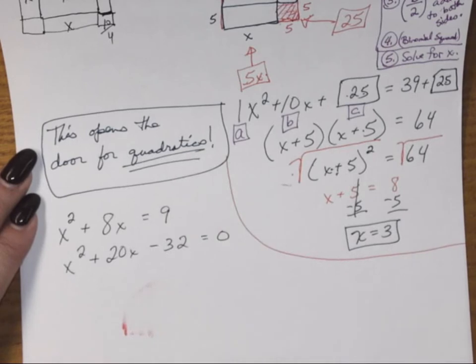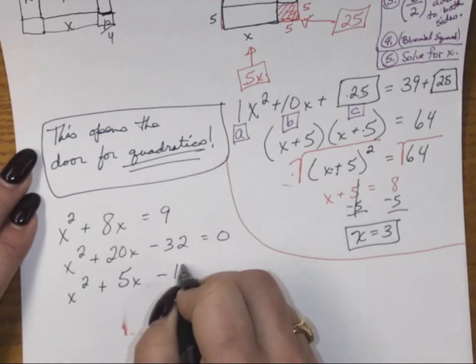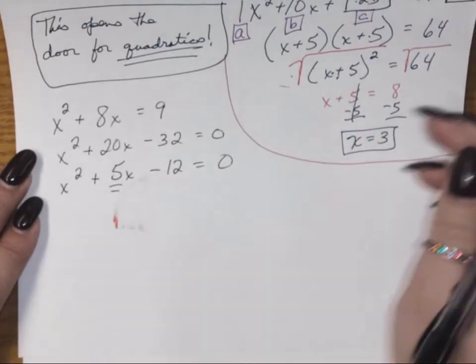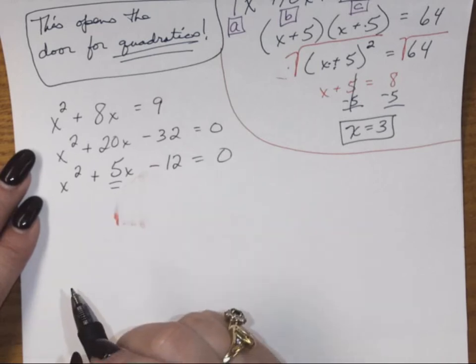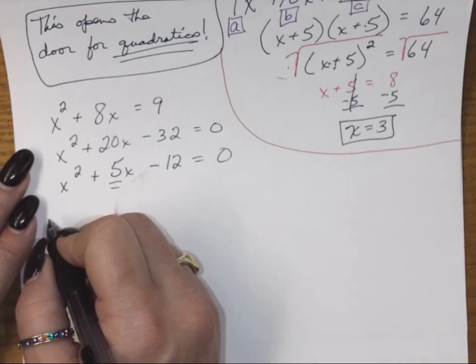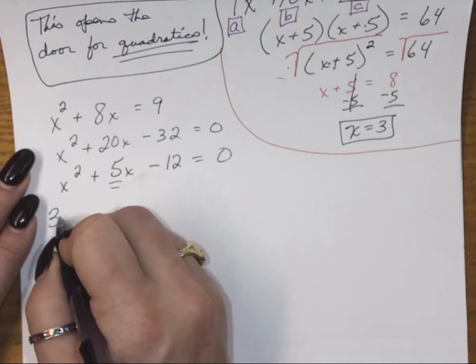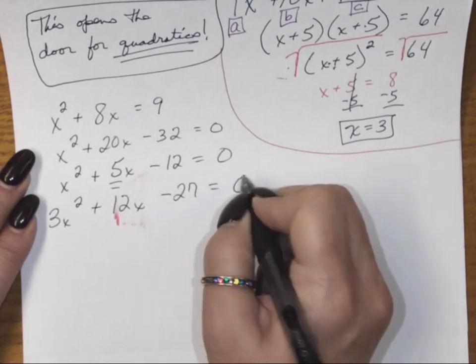You would need to get the number by itself, basically. I've got a fun one for you. X squared plus 5x minus 12 equals 0. And why is that fun, you might ask me? Well, the answer is because my b is an odd number there. So if it's an odd number and I go to divide it by 2, it's not going to go in evenly. Oh, now I'm going to have a fraction, right? So we're going to have to mess with a fraction. And then one more, 3x squared plus 12x minus 27 equals 0.